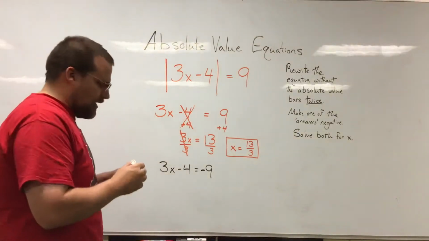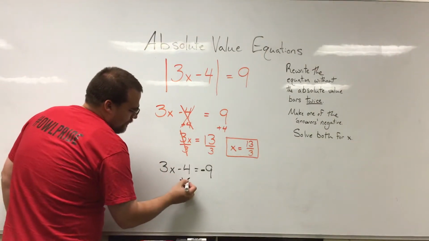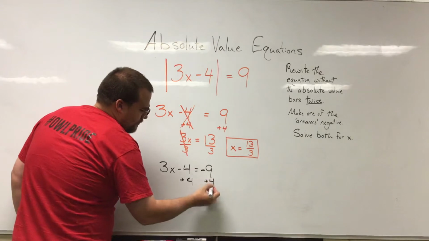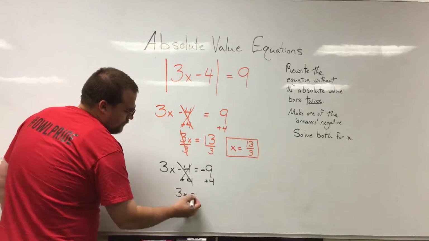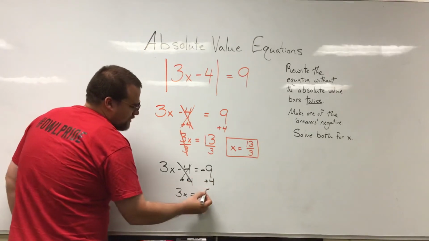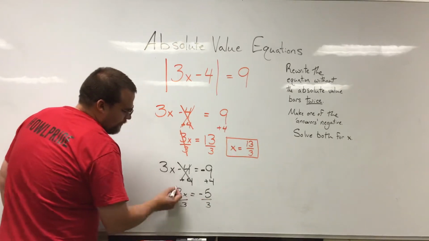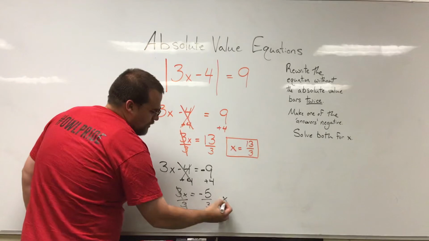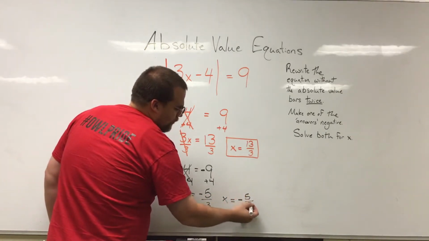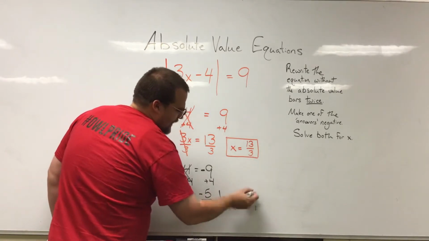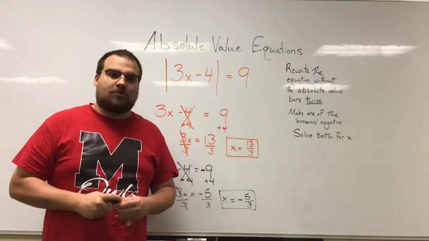When we take a look at the second one here, we're going to go ahead and solve. We're going to add 4 to both sides, just like we did in the last one. Get 3x on its own. Negative 9 plus 4 makes negative 5. And then just finish this problem up by dividing by 3 to get x on its own. And we find x equals negative 5 over 3. That is our second answer to this absolute value problem.